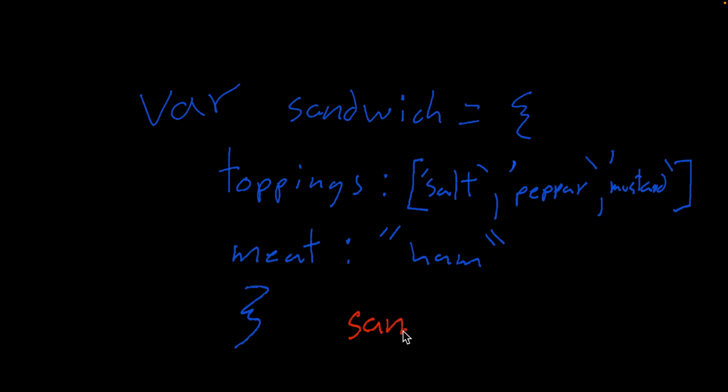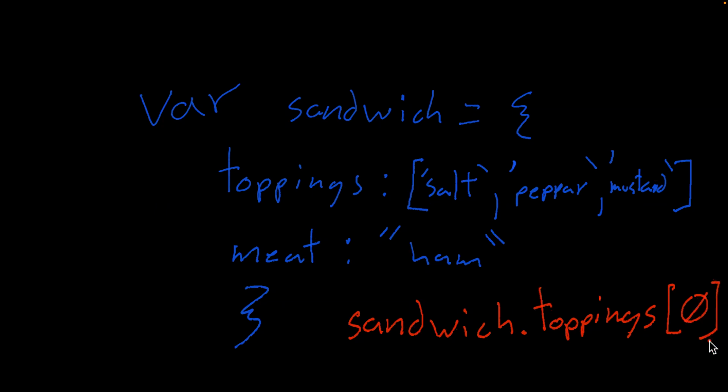We say sandwich dot toppings. And then we say at 0. If we have this value at 0, then we're saying whatever's first in this array, I want that one. Of this array toppings, of this object sandwich. Okay. This would give me the result salt.